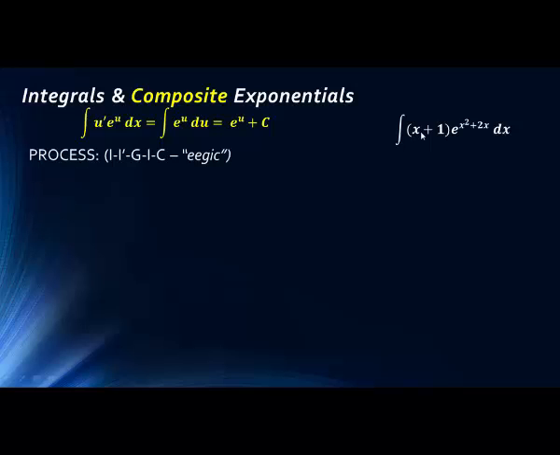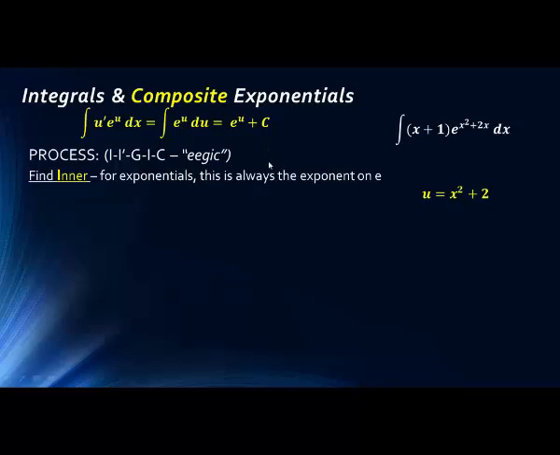I'm going to call this method the EGIC method. I prime, G, I, C, and I pronounce it EGIC. Hopefully it's easy for you to remember. The first step is to find the inner. We did this in 12.2. We followed a similar process. For integrals with e to a power, this is always the exponent on e.